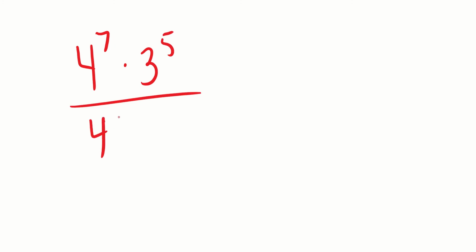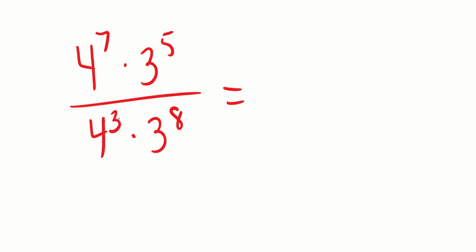Let's look at another example. So I'll use 4 to the 7th times 3 to the 5th over 4 to the 3rd times 3 to the 8th. So I'm going to subtract the exponents, but just like with positives and negatives, where if the bigger one's negative, I keep it negative. If the bigger one's positive, the answer's positive. Here, if the bigger one's on top, the answer goes on top. If the bigger one's on bottom, the answer goes on bottom.